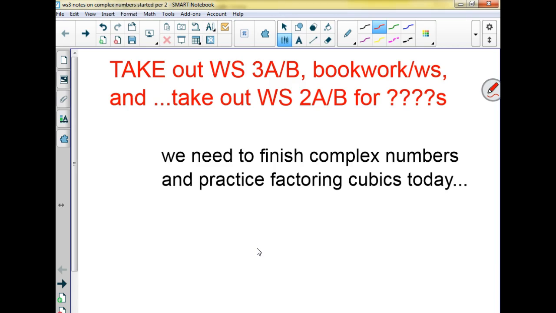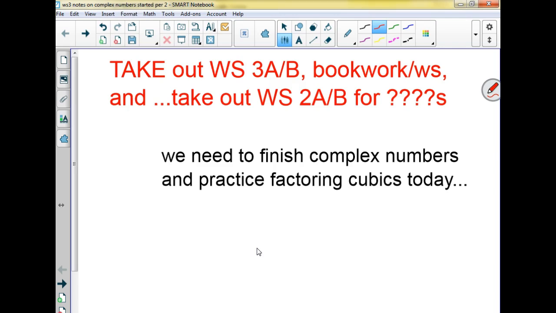Worksheet 2, I just want to know, you're supposed to have done worksheet 2, the evens, right? But I want to know if you have questions or if we need to do odds for practice, okay? We'll get to that in a second. First of all, let's finish complex numbers.